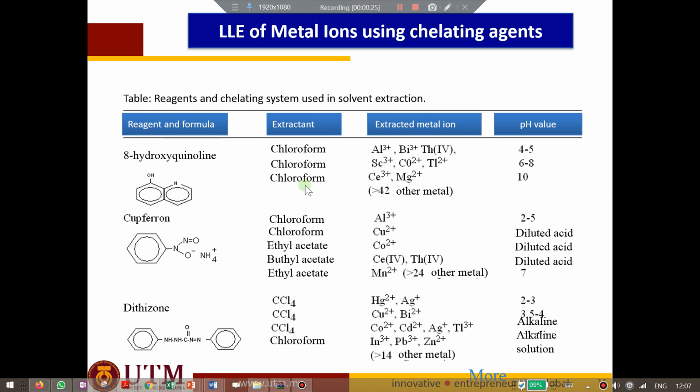But what I need you guys to know is that if you want to perform LLE of metal ions, we need to use chelating agents. What is a chelating agent? A chelating agent is an agent that can bond with the metal ions. That is why we need the chelating agent. Without the chelating agent, we cannot chelate the metal. We cannot chelate the ion, so we cannot extract the ion.